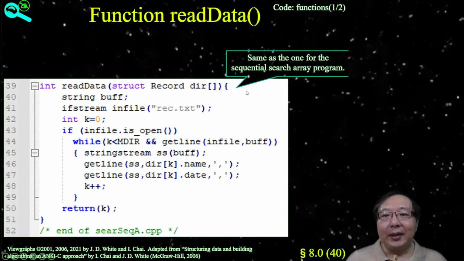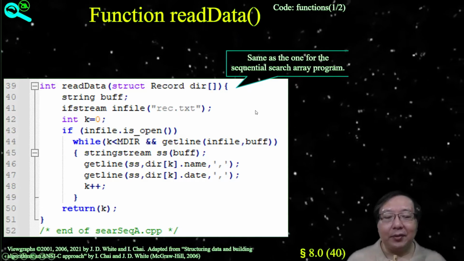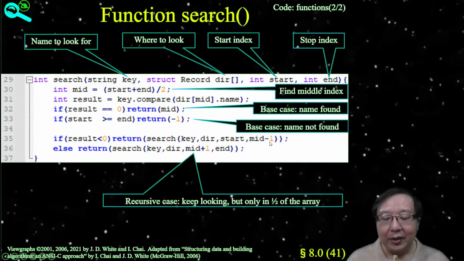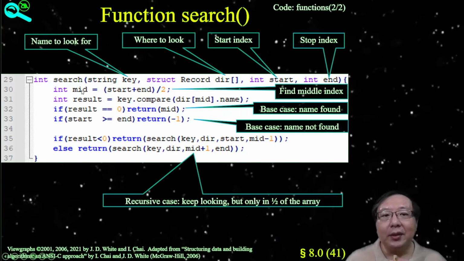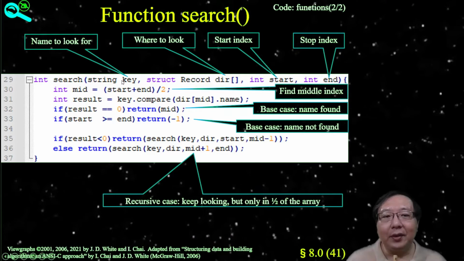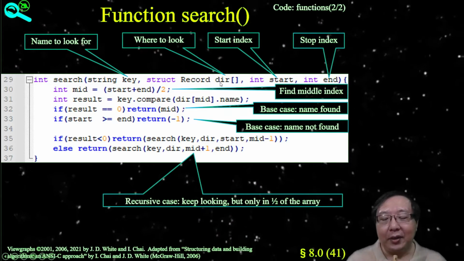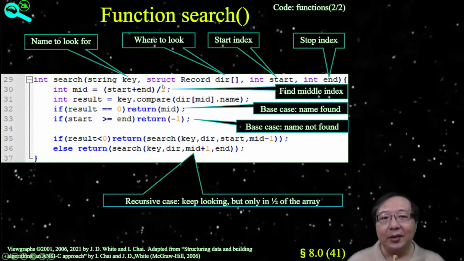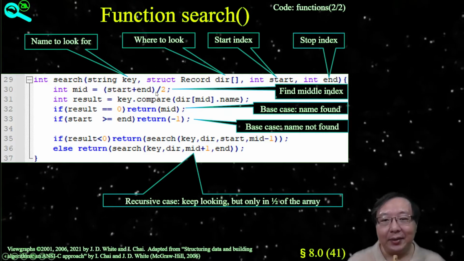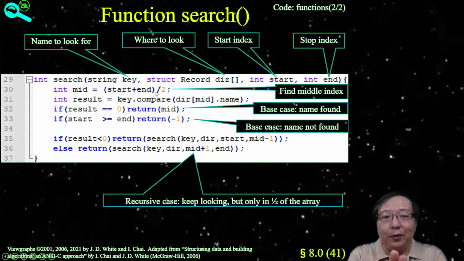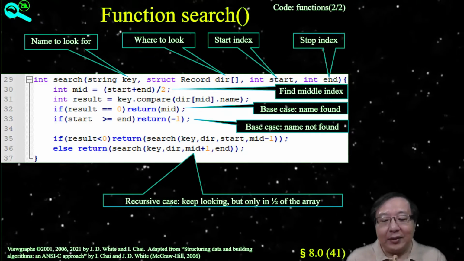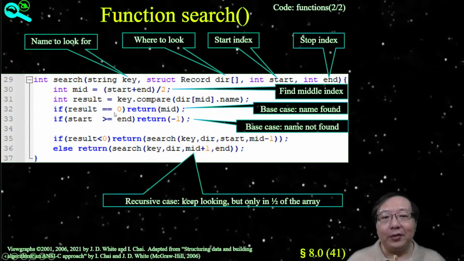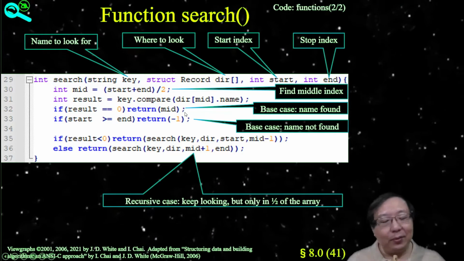The read data is the same as the one for the sequential search array, so we won't discuss much of it, but go straight on to the search function where the interesting thing happens. In the search function, you have the name to look for and the array you're looking for it in, but now you have the start and end index. So we look in the middle, just like when we did the telephone book: we opened it, looked in the middle, and saw whether the name we're looking for is on the left or on the right. If the name you're looking for is right here, then we return, we found it.